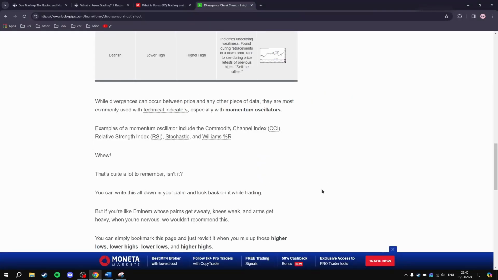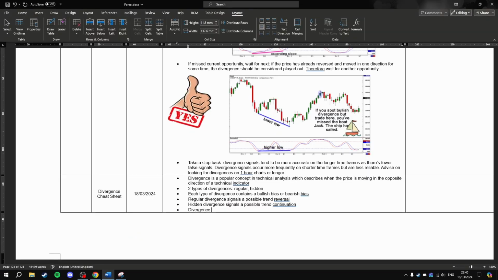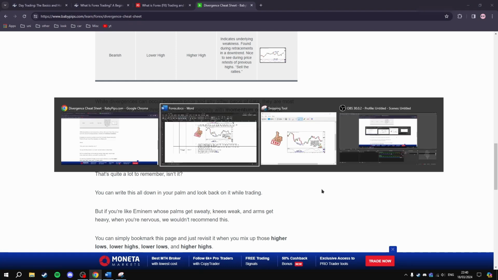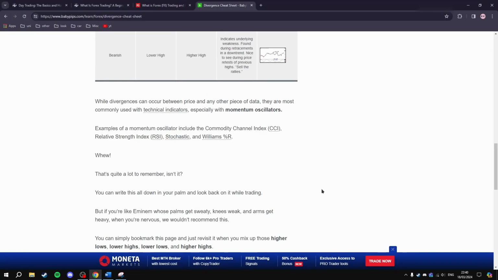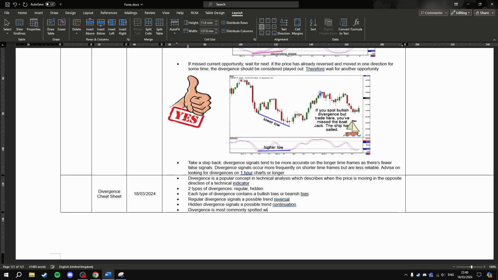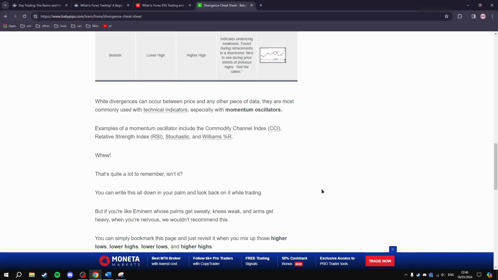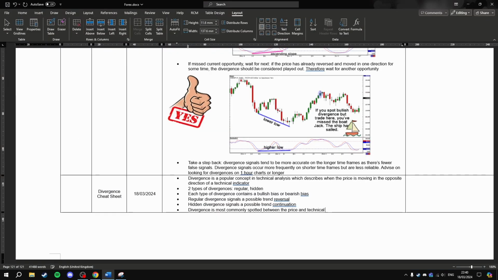So divergence is most commonly spotted between the price and technical indicators.